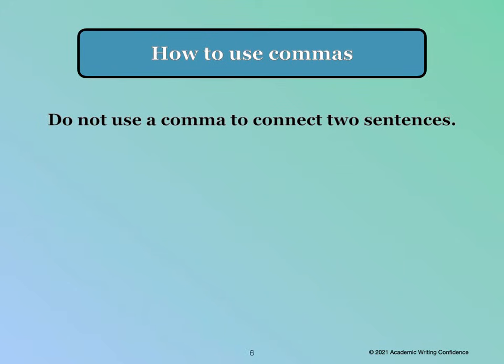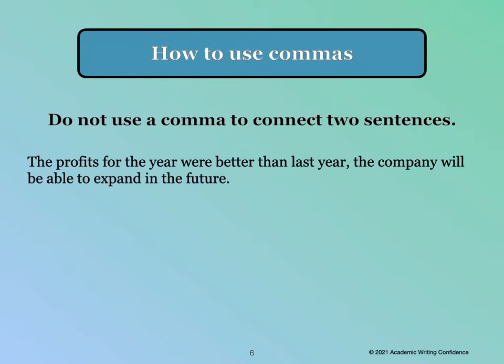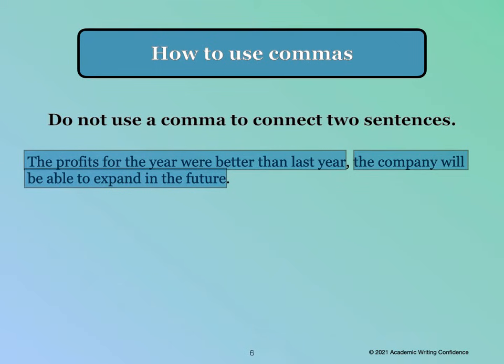Now, in this example, the first sentence is, the profits for the year were better than last year. And the second sentence is, the company will be able to expand in the future. Now, because these are 2 complete sentences, we cannot connect them with a comma.